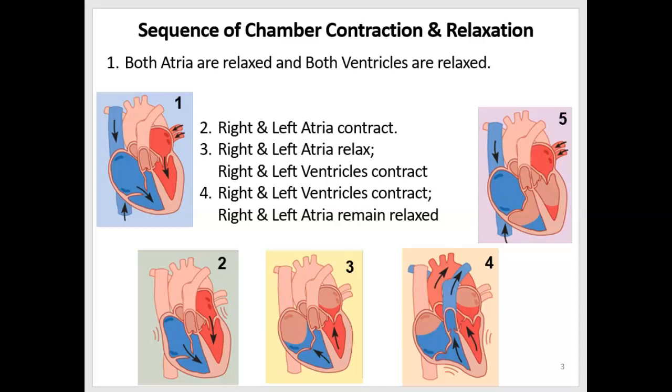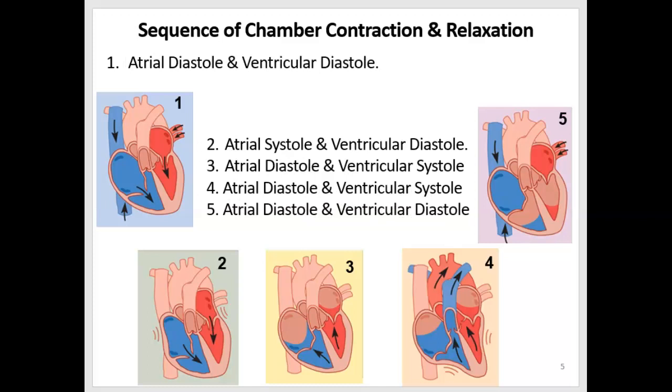Let's review the sequence in which the chambers contract and relax using the appropriate terms. Diagram 1 shows the first phase of atrial diastole and ventricular diastole. Note that during this time blood flows from the atria into the ventricles even though the atria are not contracting. This will be explained later. Diagram 2 shows the second phase in which the atria enter systole and the ventricles are in diastole. Blood flow does occur during this time.